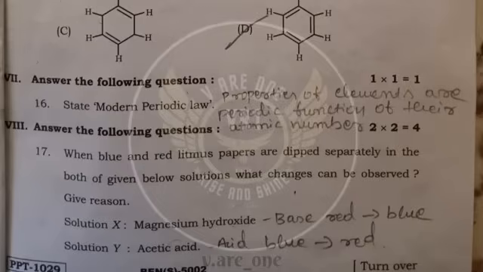In the 17th question, when blue and red litmus papers are dipped separately in both of the given solutions, what changes can be observed? Give reason. Solution X is magnesium hydroxide, it's a base, so the red litmus paper turns blue. And if you dip the blue litmus, it remains blue only. Solution Y is acetic acid, it is an acid, so blue litmus paper turns red. If you dip red litmus paper, it remains the same.